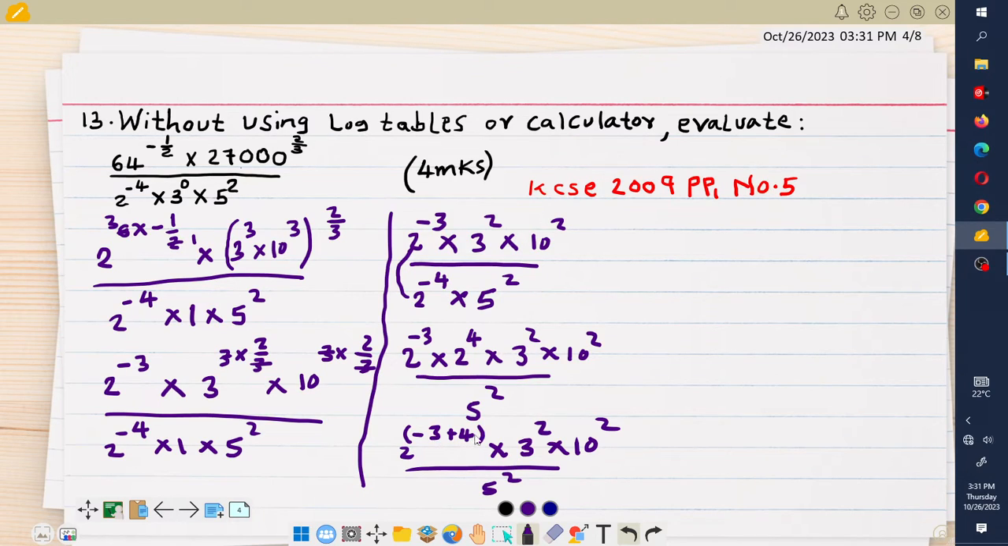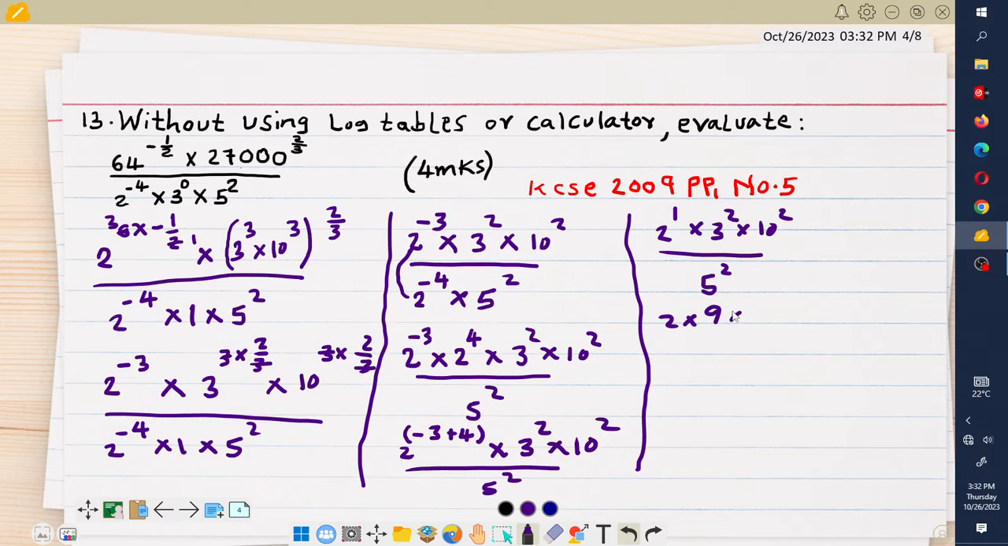Now -3 plus 4 will give you +1, so that means we are going to have 2 to the power of +1, then we multiply with 3 squared, then we multiply with 10 squared, then divided by 5 to the power of 2. So this will be 2 times 3 squared will give you 9, then 10 squared will give you 100, then divided by 5 squared will give you 25.